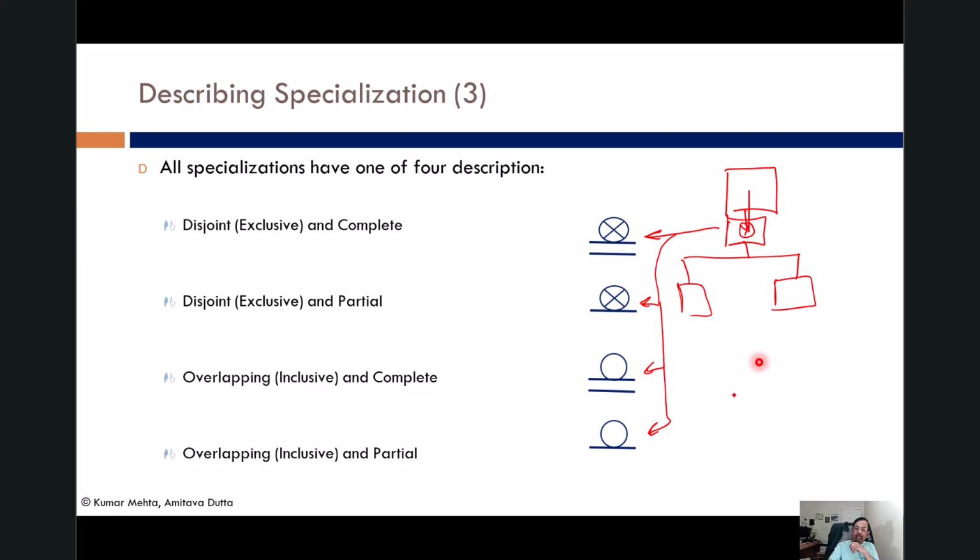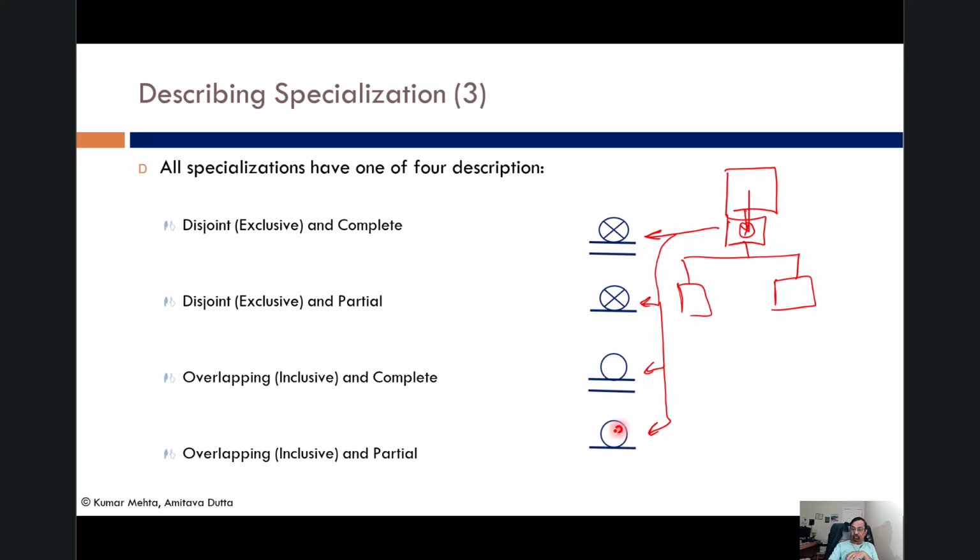Okay? And the third symbol that you could have is a circle with no X through it. So it's overlapping but complete. What that means is if I pick an instance of the supertype, it may belong to more than one subtype, okay, but it'll belong to at least one. So the specialization is complete. You never have an instance which does not belong to any subtype. So that's overlapping and complete.